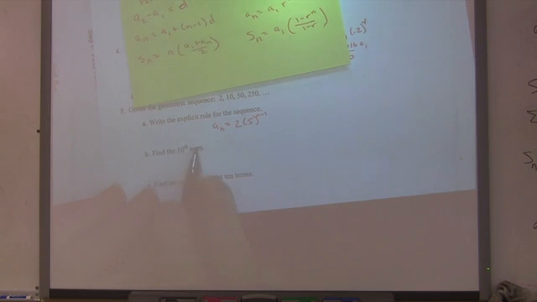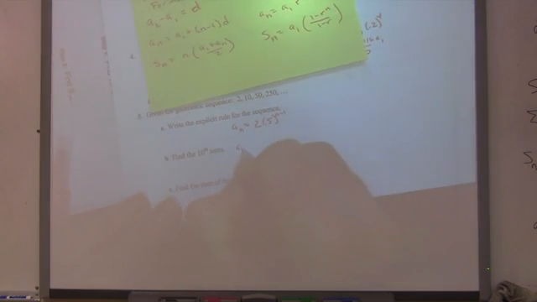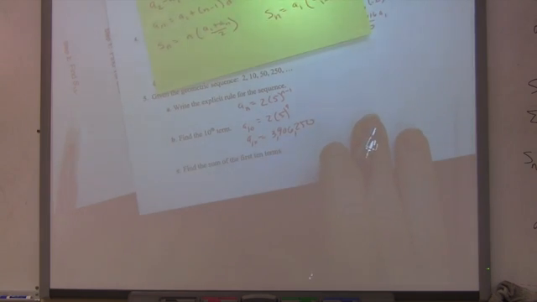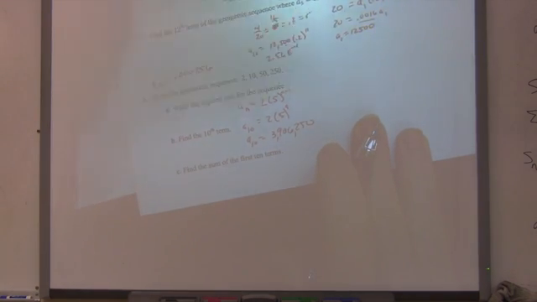We can find any number in the sequence by using this rule. So then it asks us to find the 10th term, so we find a sub 10, and we just plug it into the rule. So that would be 10 minus 1 is 9. So a sub 10 equals 2 times 5 to the 9th power, which is 3,906,250.